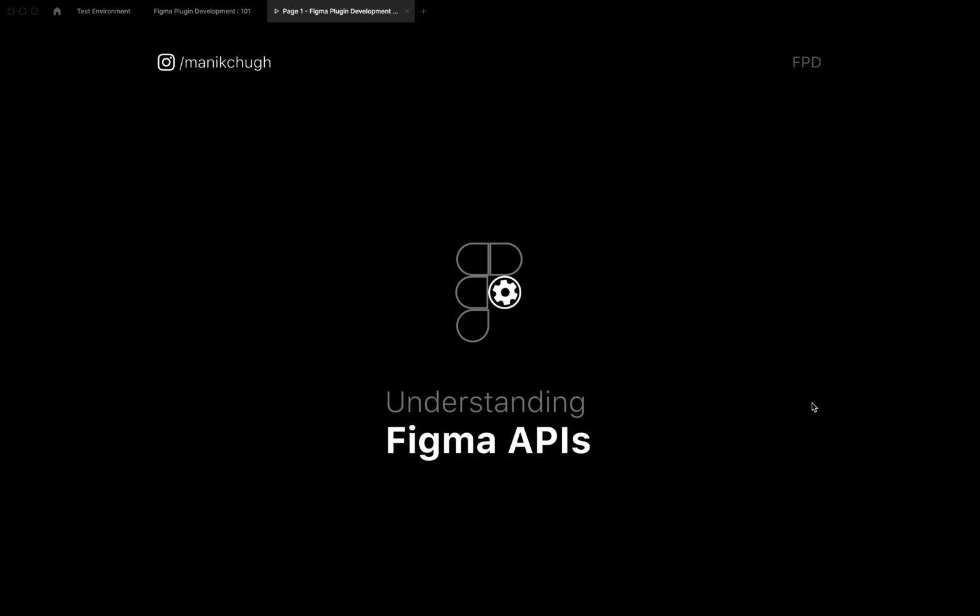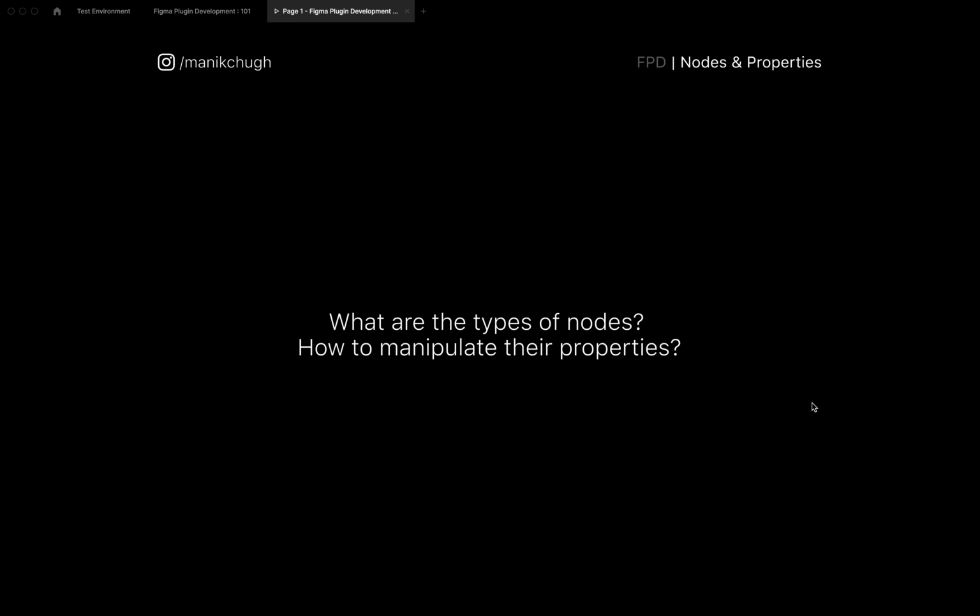Alright, let's continue with the second part of understanding Figma APIs. In the previous video, we had discussed what nodes are and how we go about selecting these nodes based on user selection and how we can manipulate those nodes. And also we had discussed how we can insert these nodes from scratch using the plugin.